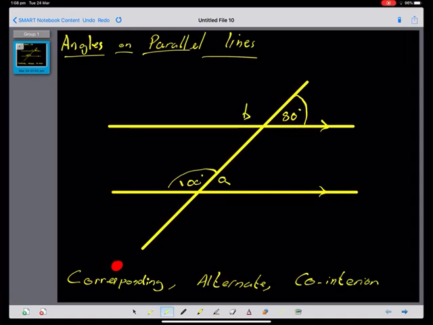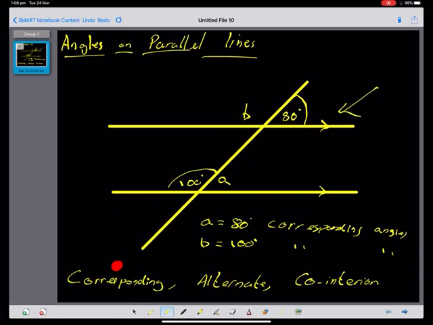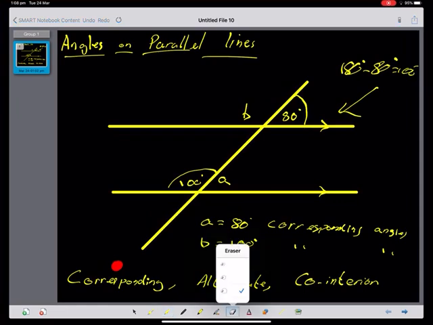Hopefully you paused the video, and I'm hoping you can see that angle A is equal to 80 by corresponding angles. And B is equal to 100 by corresponding angles. Hopefully you can also see that this is a straight line here. A straight line is 180 degrees. If we subtract 80, we're going to get 100 degrees. Okay, I hope that's clear.